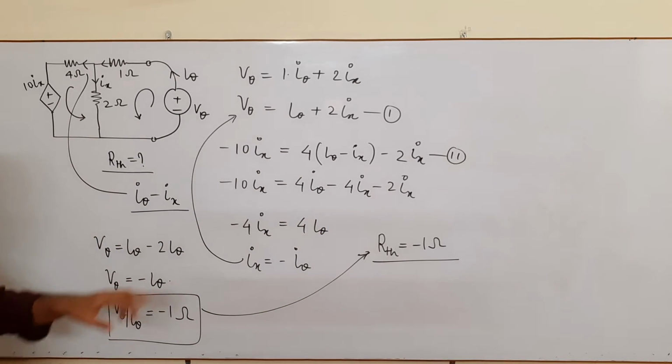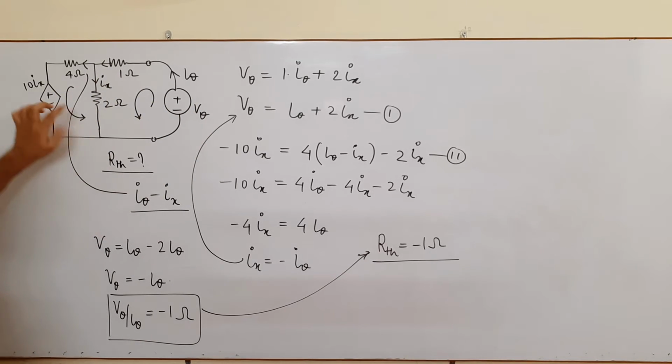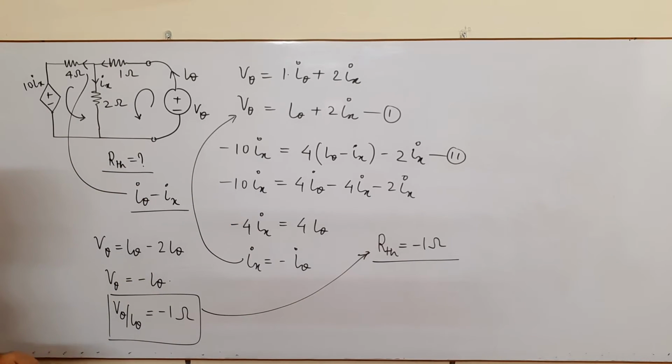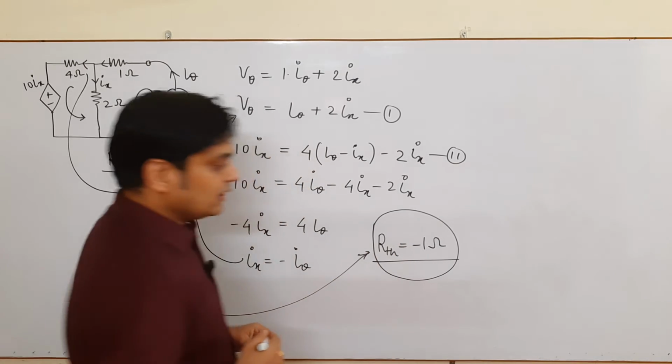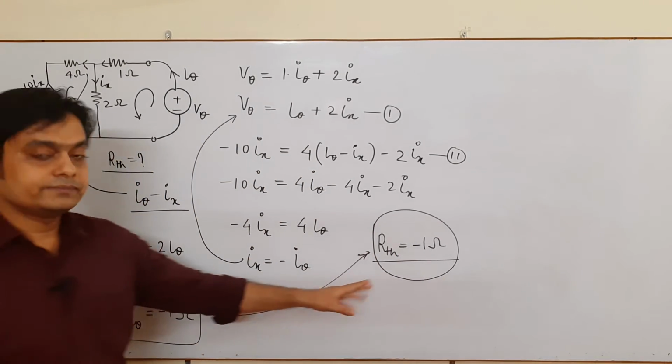So first of all, we have just applied 2 KVL law here and simplified the equation. Okay, so it is very clear. From here I have just applied and found the value of Ix in terms of I theta, and just by putting this value we get the value of RTH as minus 1 ohm. Now the question comes to your mind, the value of resistance comes to be minus 1 ohm? Okay, yes, this is the answer.